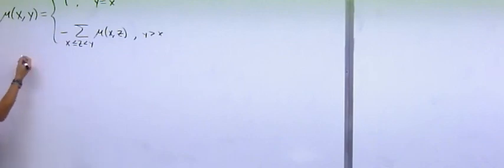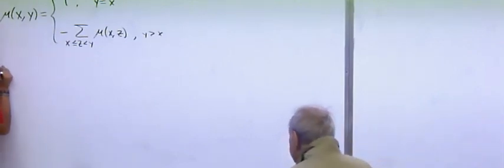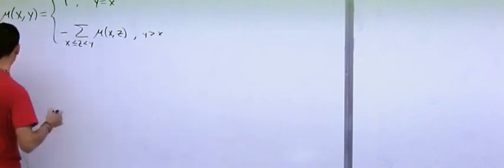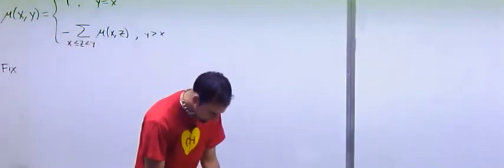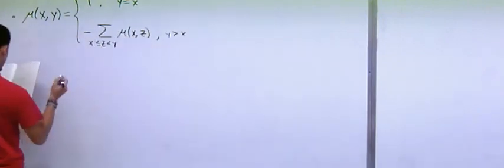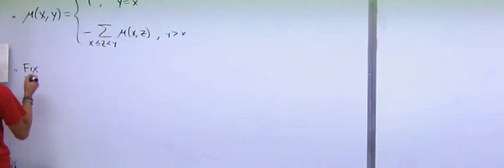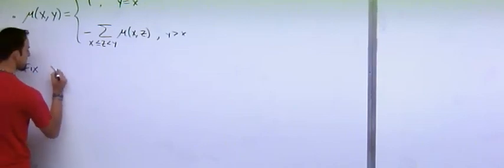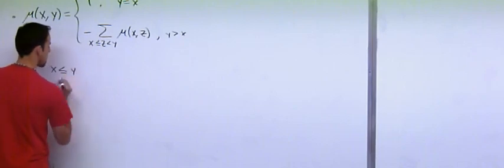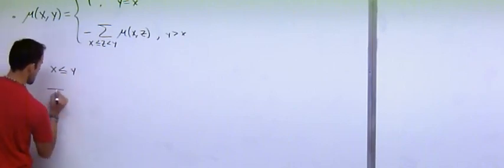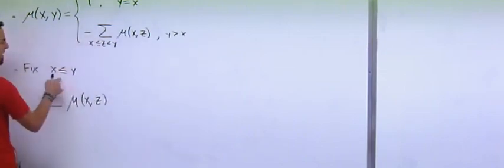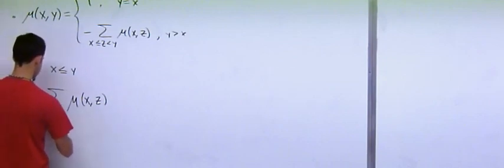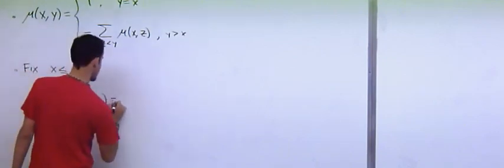And I said that an equivalent way of saying this is that the summation, so if you fix, let me see what notation I want. I'm not sure what notation I'm going to want, but if you fix x less than or equal to y, then when you sum mu of x comma z for z between x and y, you get 0.